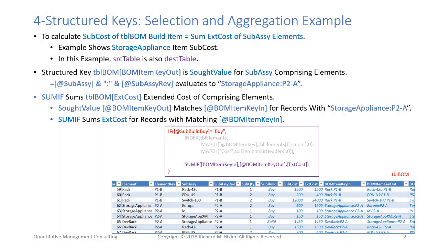Several fields further describe how we'll acquire each subassembly. The field subquantity says how many of each subassembly are needed to construct each element. The field subbuildBy says whether we'll build or buy the subassembly. The field subcost states the cost of a single subassembly item, and the field xcost states the extended cost of the number of subassembly items needed as specified in the field subquantity.